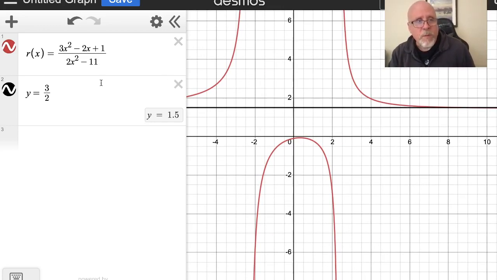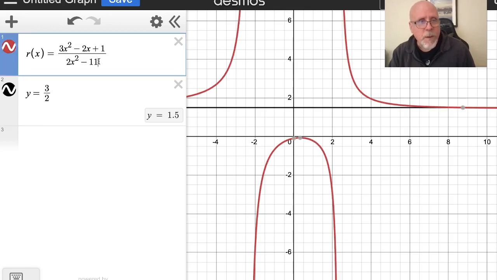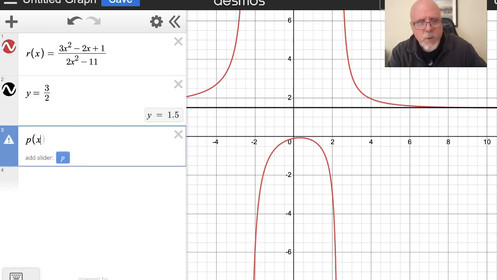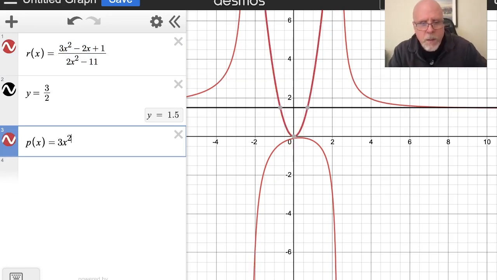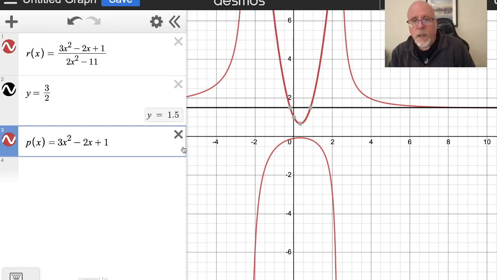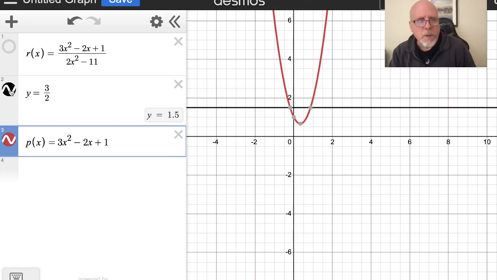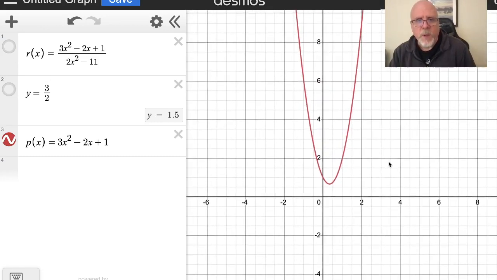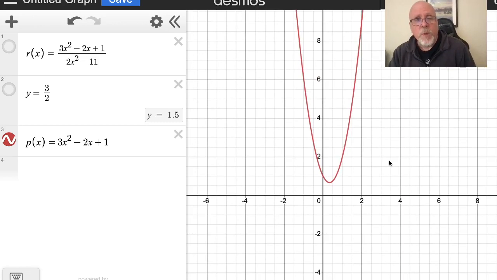Why could we have told that from the beginning? Let's just look at the numerator of it. Oh, can I do that? No, I can't. I wanted to select just the numerator, but I can't seem to do it. So p of x, that would be the thing that's in the numerator. It's 3x squared minus 2x plus 1. And let's turn the other things off. Yeah, it's a parabola. This is the sort of thing we might have done in the activity the other day, where you've got a parabola that's pushed up in the air above the x-axis.